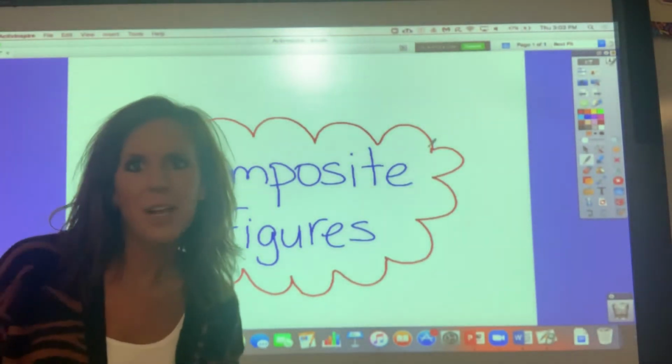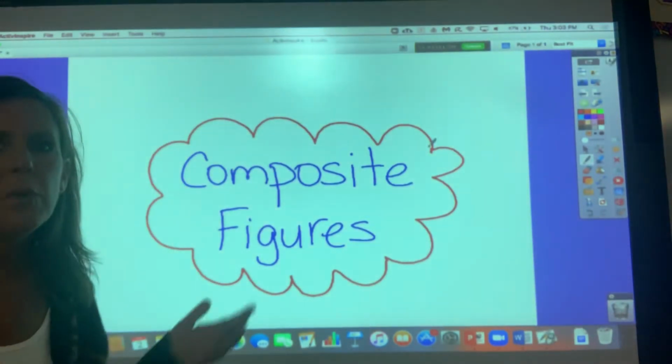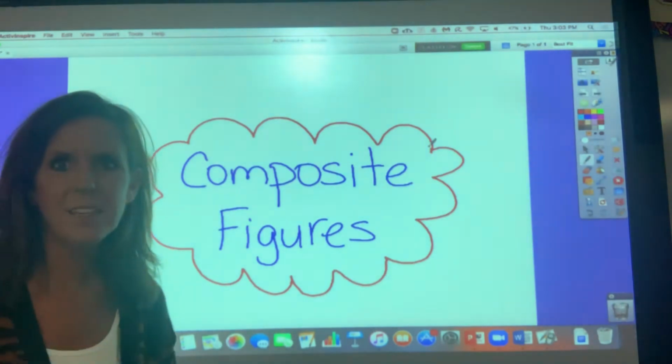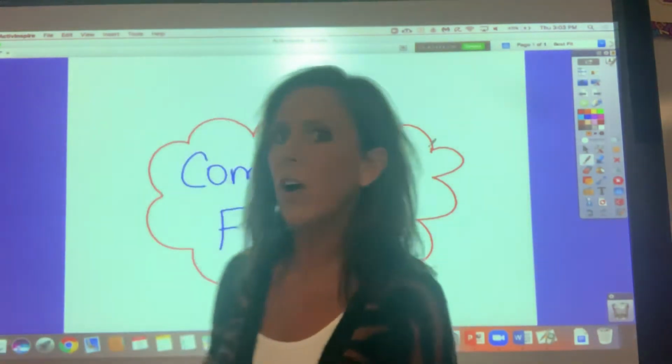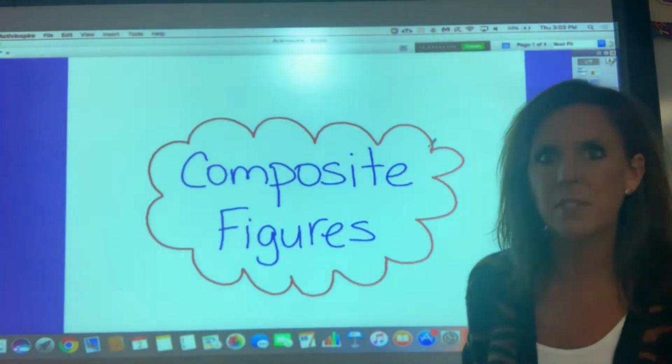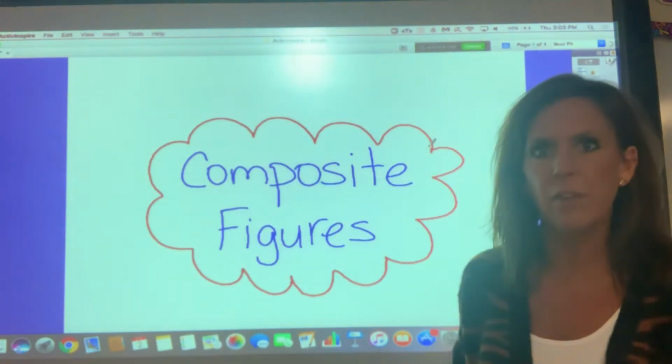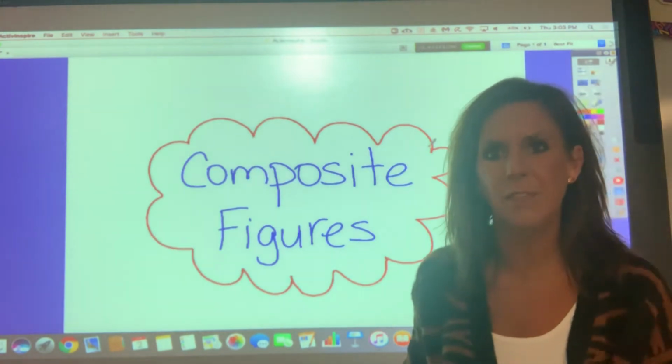Hi, sixth graders. Today we're going to finish up chapter 10 with our topic of composite figures. Composite figures are just shapes made up of other shapes. So you're going to use formulas you already know to find the area of some composite figures.